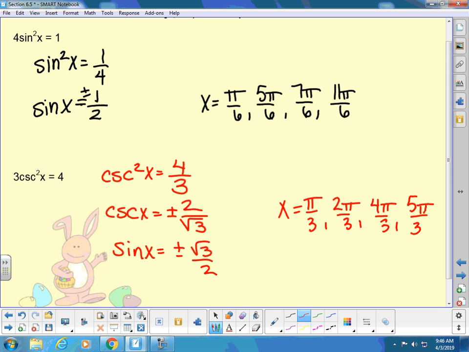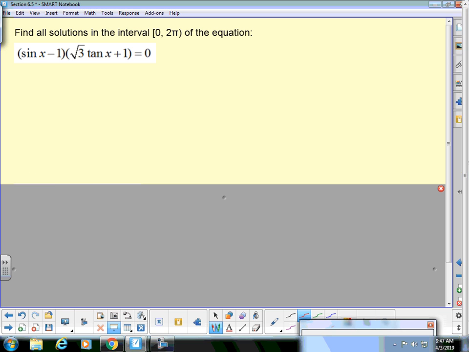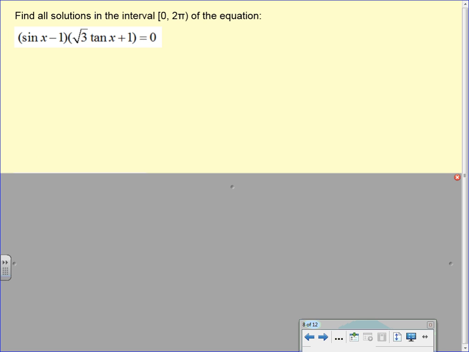Make sense? Okay. Last slide. Find the solutions. Again, we're in radians here, only answers between 0 and 2 pi.